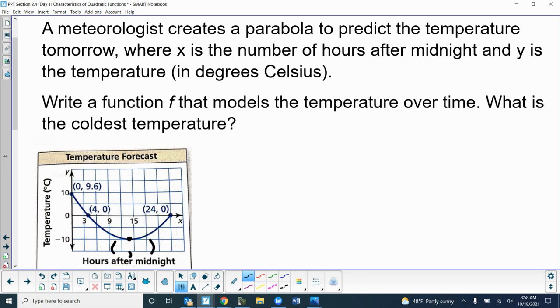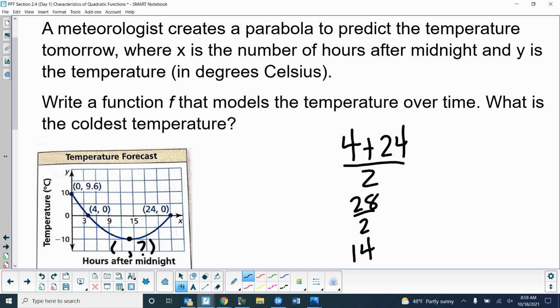And we're looking for the y value, right? The y value tells us the temperature. So this is actually what we're looking for. What's the x value going to be? How do we figure that out when we have the intercepts? What are we supposed to do on the quiz Friday? Good, Vince. Supposed to go 4 plus 24, add the 2 together, and divide by 2. What's 28 divided by 2? 14, right? So we know the x value of the vertex is 14.